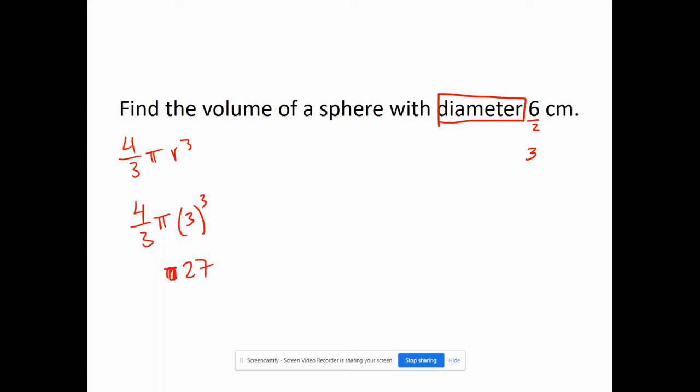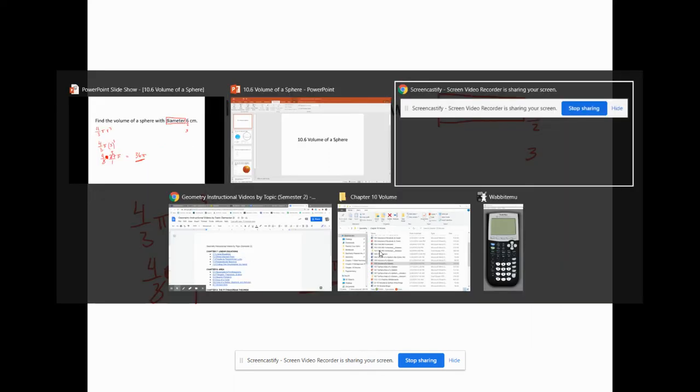Let's bump the pi in the back and keep this 4/3 here, because now we can do 4/3 times 27 and cross cancel. We get 4 times 9 is 36 pi, in case some math teacher asks you for exact values somewhere. And then we can get our calculator.